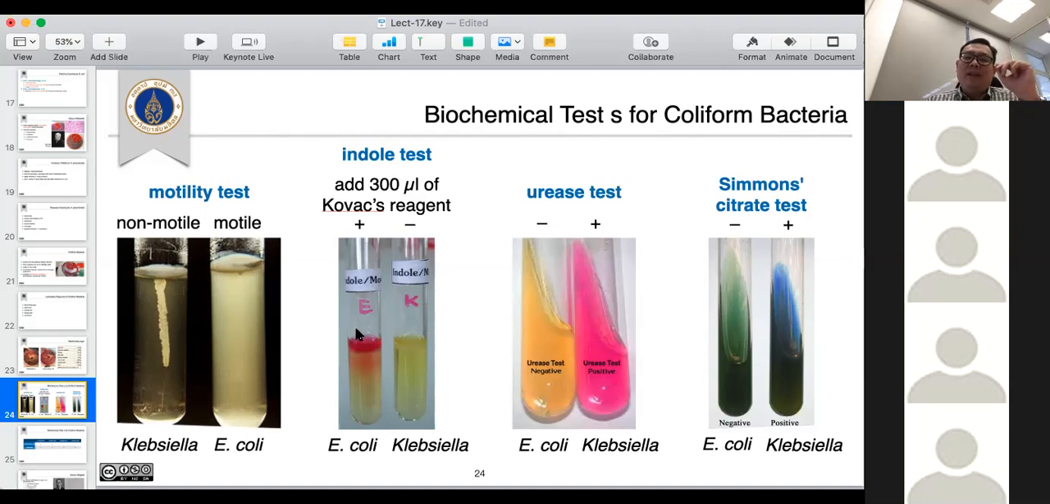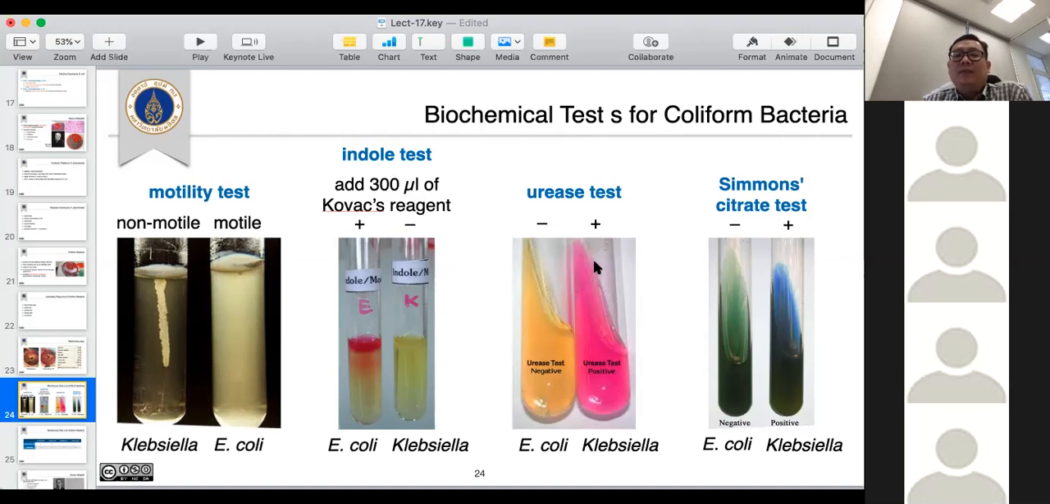When you drop it in and wait a few seconds, up to 5 minutes, you will probably see the red color happen. That means the bacteria can produce tryptophanase and digest tryptophan. That means the indole test is positive. And in this case, we read indole negative. So E. coli is positive for the indole test, Klebsiella negative. So this can differentiate E. coli and Klebsiella.